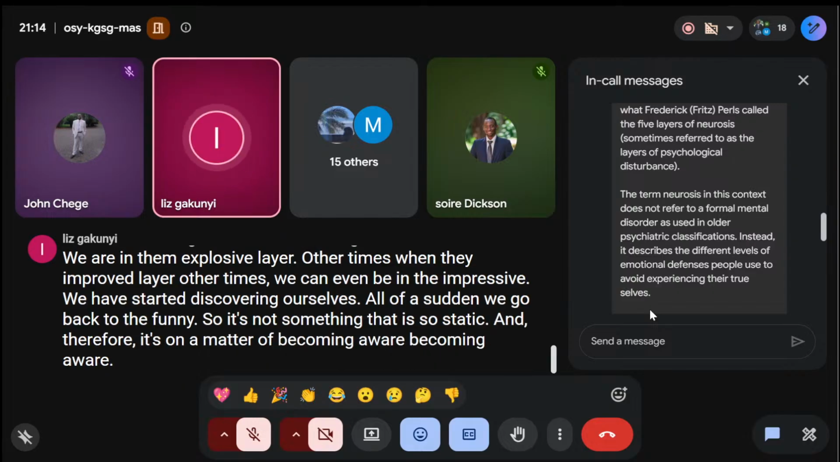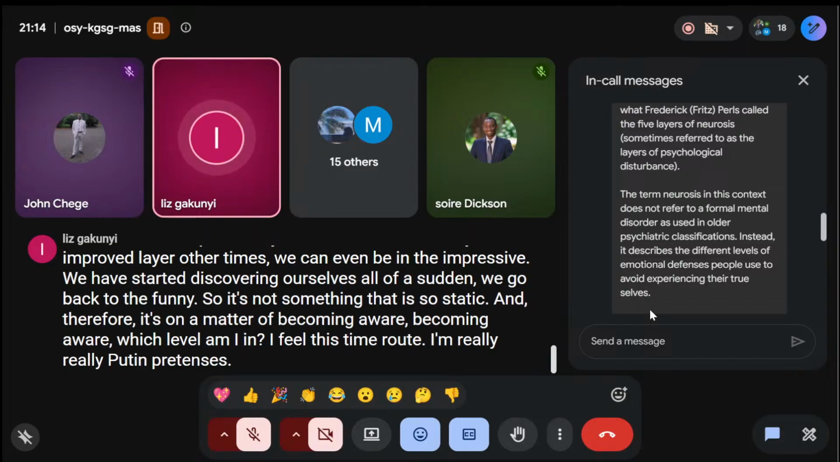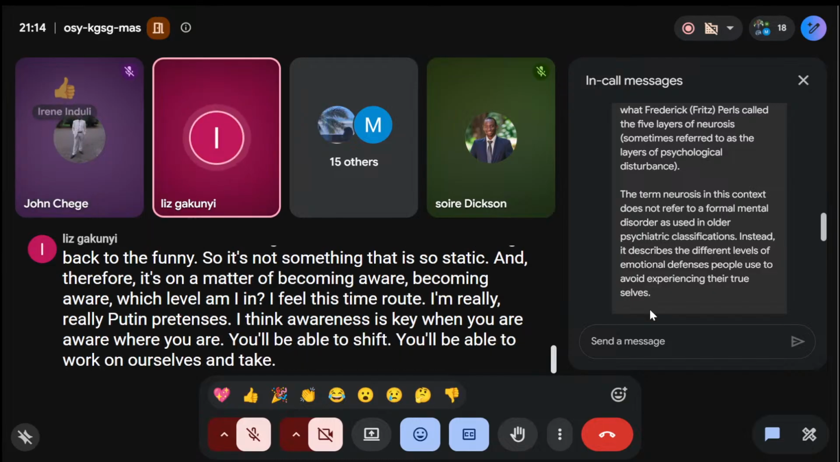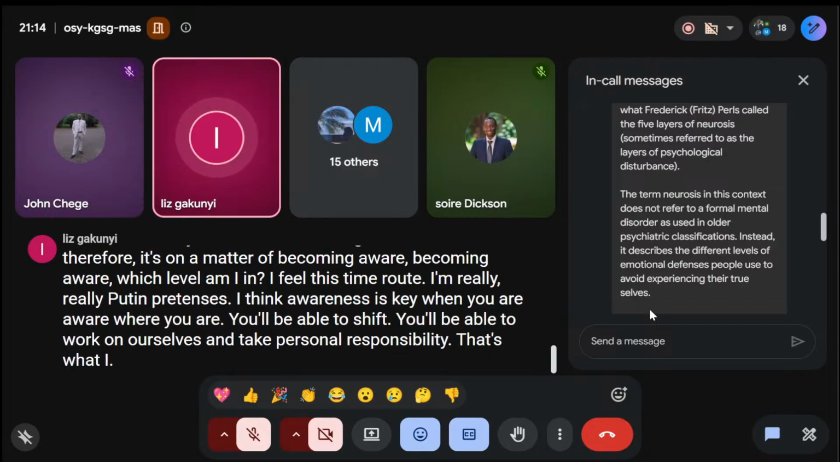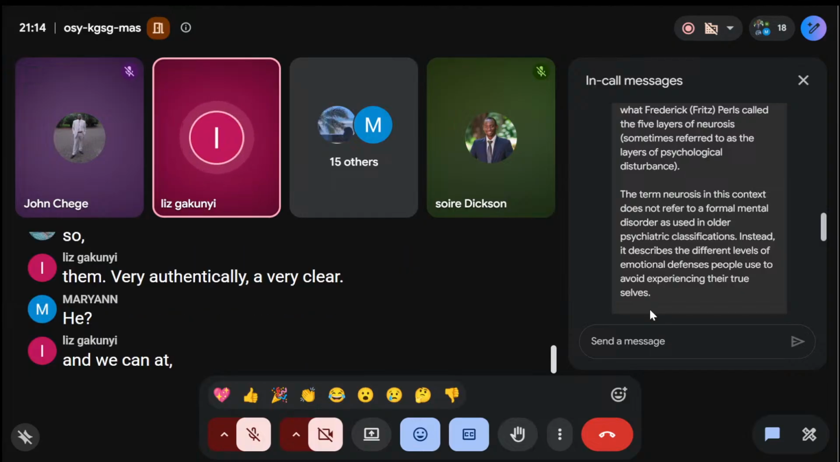Becoming aware, which level am I in? I feel this time around, I'm really putting up pretenses. I think awareness is key. When you are aware where you are, you'll be able to shift. You'll be able to work on ourselves and take personal responsibility. That's what I can say. Otherwise, I really appreciate the way you have tackled them very authentically, very clear. We can understand them better now.